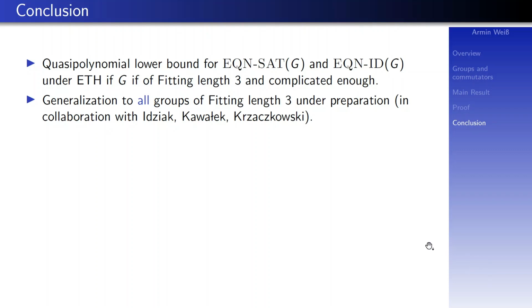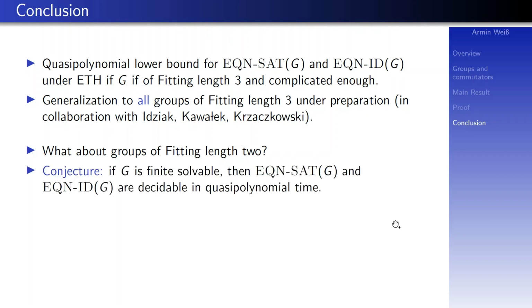Now, of course, there are still some open questions, especially what about the groups of fitting length 2? We have seen there are many results for some special groups of fitting length 2 that there the problem is in polynomial time, but the general question is still open. And of course, we also gave some lower bounds. Now the question is, are there some matching upper bounds? So is equation satisfiability and equation identity decidable in quasi-polynomial time?